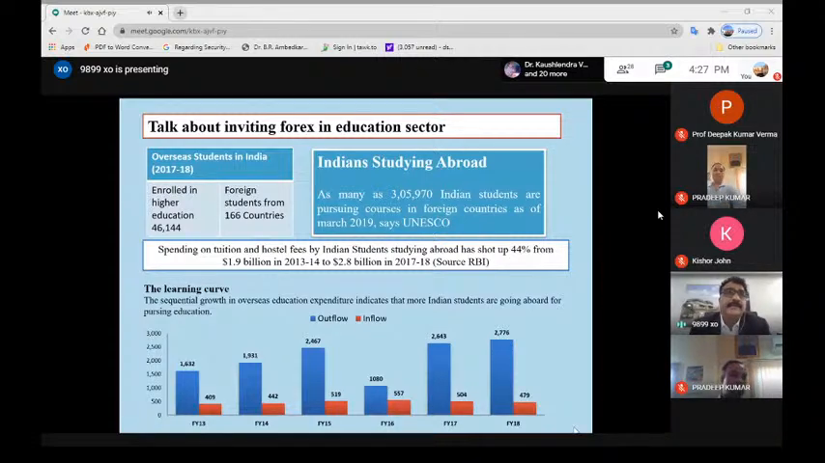Take an example of the students who are getting a good education in IITs and IIMs. After completing their graduation or post-graduation, they are going abroad, and hardly anyone comes back to India after completing their post-graduation or research. And that is the main question.